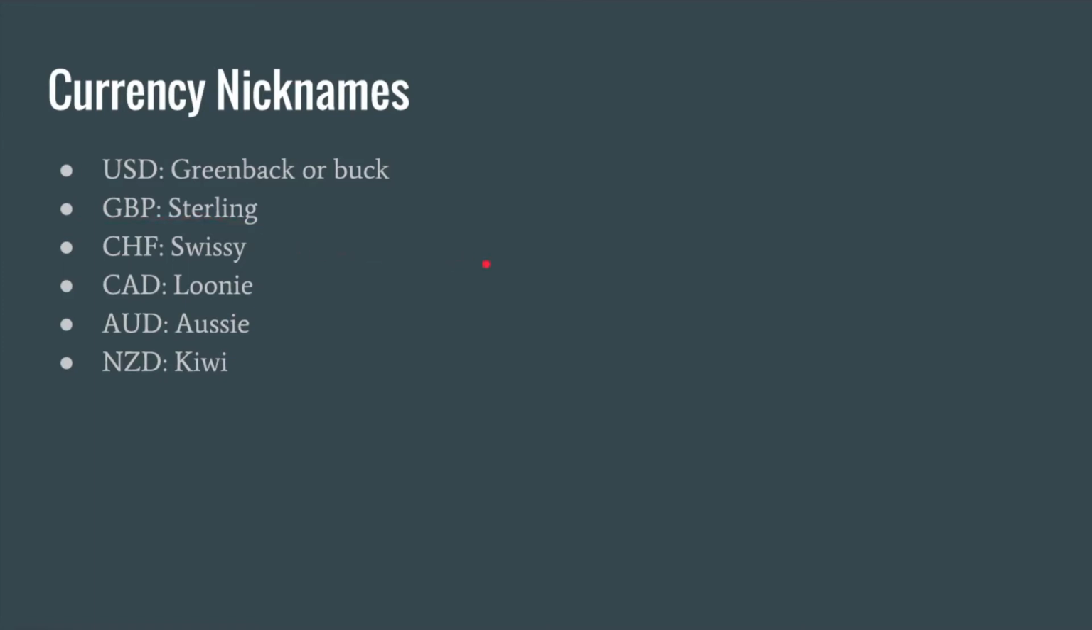I'm sure if you're watching CNBC or reading some sort of news article, you'll probably see a handful of currencies referred to either as their standard names or their nicknames. So the US dollar is sometimes referred to as the greenback or buck, or simply just dollar. The British pound is referred to as just pound or sterling.